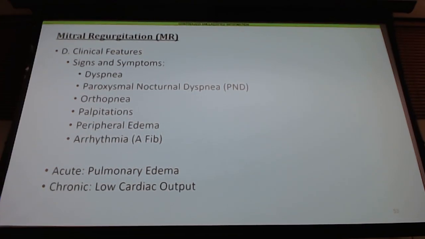So our symptoms with this, so pulmonary, especially in the setting of acute stuff, but the clinical features are going to be pulmonary edema in acute, and in chronic, you're going to have that low cardiac output because more and more volume is going to regurgitate in the chronic setting than over the acute setting.